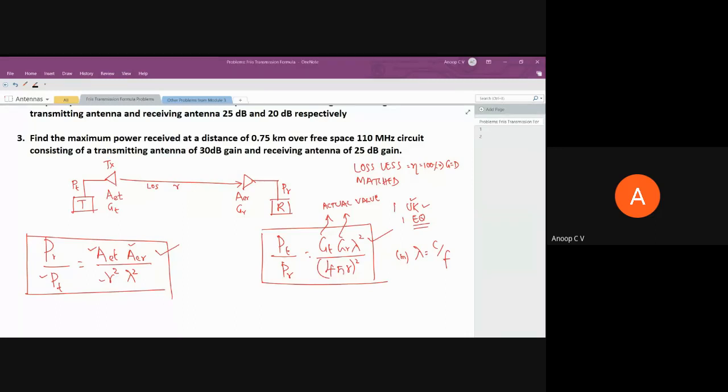Did you understand how to solve this problem? If you have any doubt, you can watch the other video. And please do let me know if I have to solve at least one problem from this Friis transmission formula.